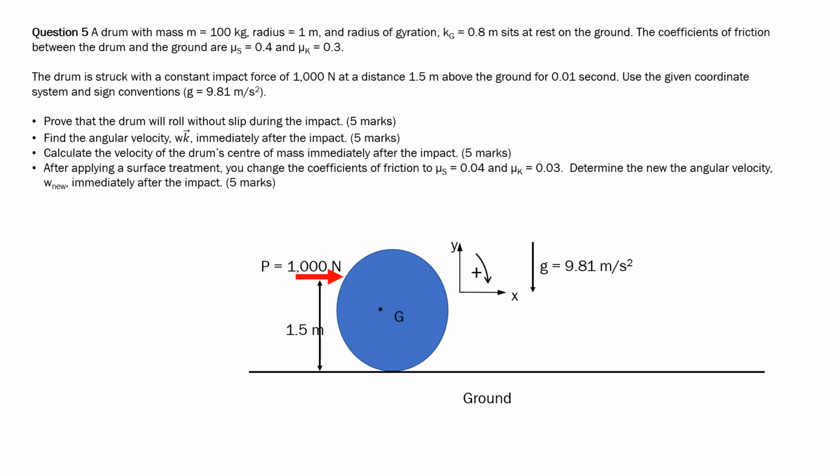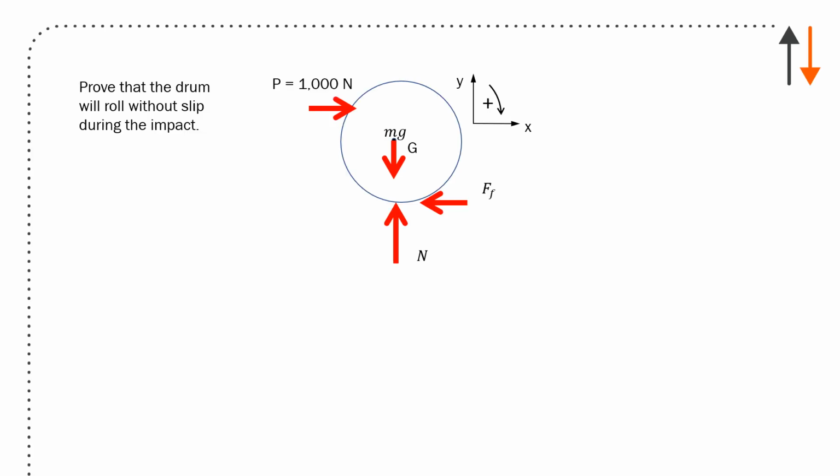Use the given coordinate systems and sign conventions. Prove the drum will roll without slip during the impact. Find the angular velocity, omega k, after impact. Calculate the velocity of the center of mass immediately after impact. After applying a surface treatment, you change the coefficients of friction to mu sub s 0.04 and mu sub k 0.03. So you dropped it by about 10 times. Determine the new angular velocity immediately after impact.